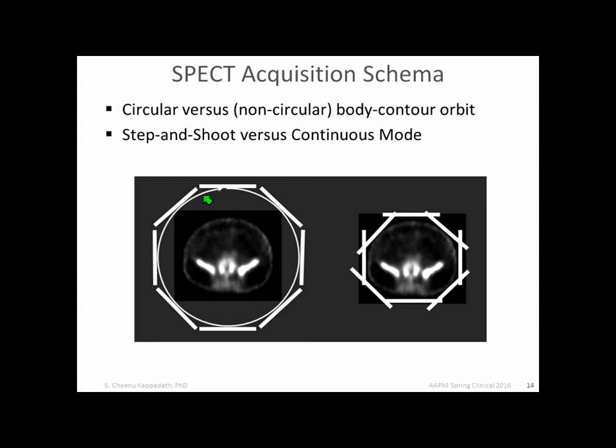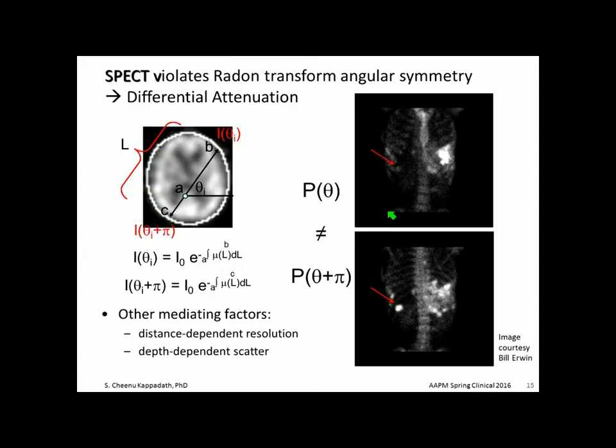So I told you, we don't just normally go in a circle. We try to come as close to the patient as possible to increase the resolution. The other thing to note is that we have something called attenuation, right? So we have an object deep in the anatomy. If you have opposing views, you may not see the same signal.